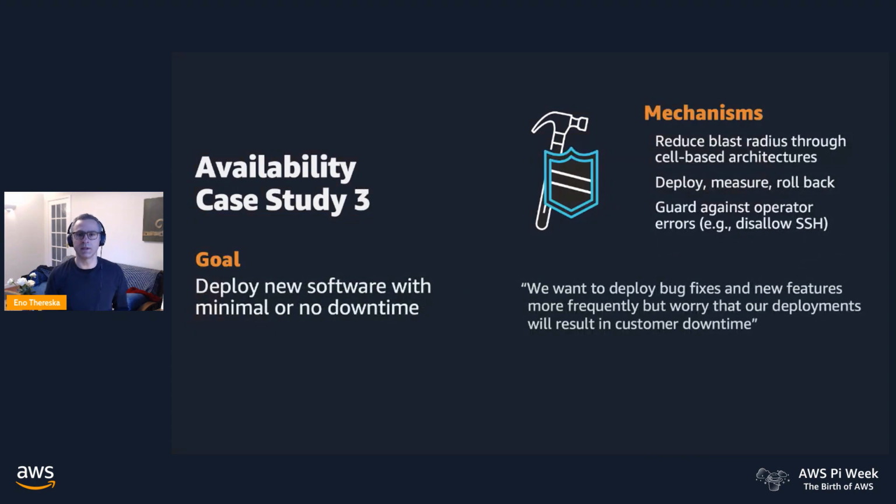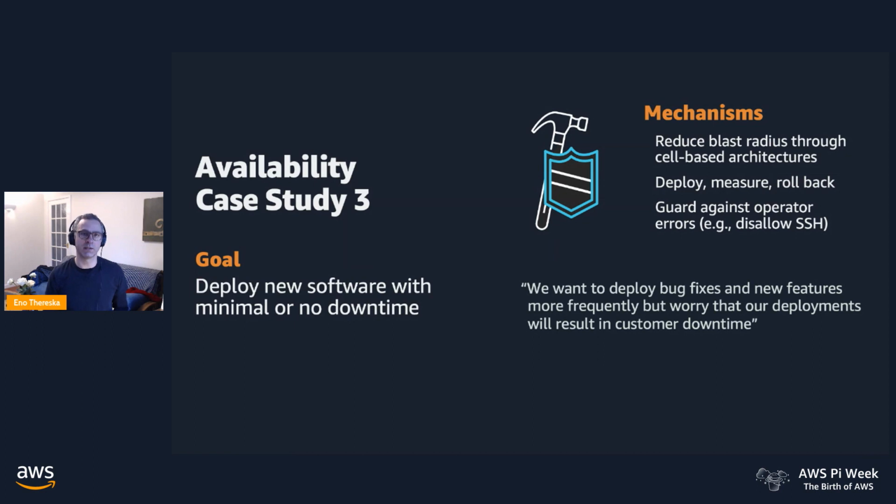Now, in the third case study, we have a customer that wants to deploy bug fixes and new features more frequently. They don't want to do it once a month or even once a week. Whenever they have something fixed, they want to deploy it right away. But they might worry that their deployments might result in their own customers' downtime. So again, the goal here is to deploy new software with minimal or no downtime.